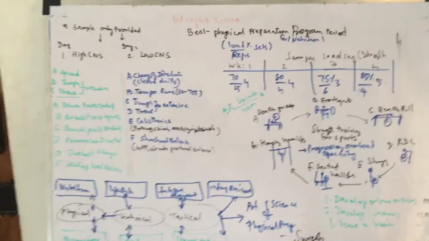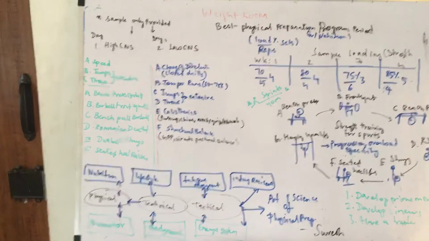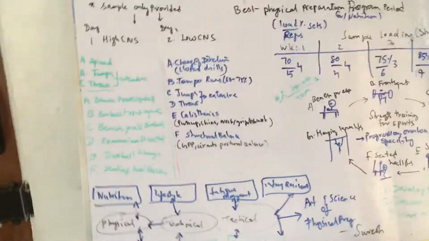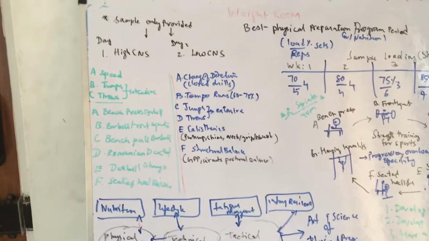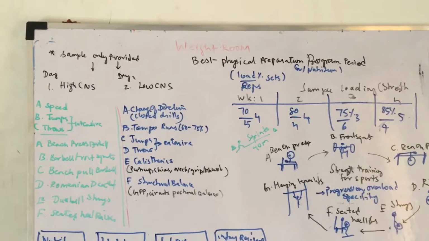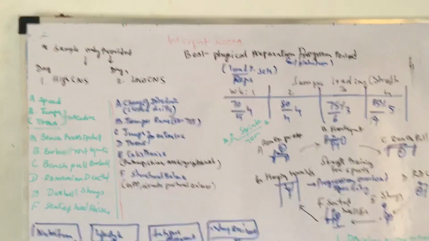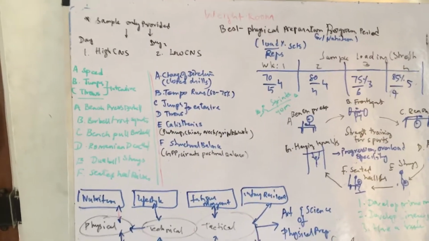Okay, the basic weight room layout: how a program should look for a high performance athlete. There is no randomness, everything is planned. So the day is divided into high CNS and low CNS. This is what I adapted from Coach Charlie Francis and those who are brilliant minds in the fitness industry.